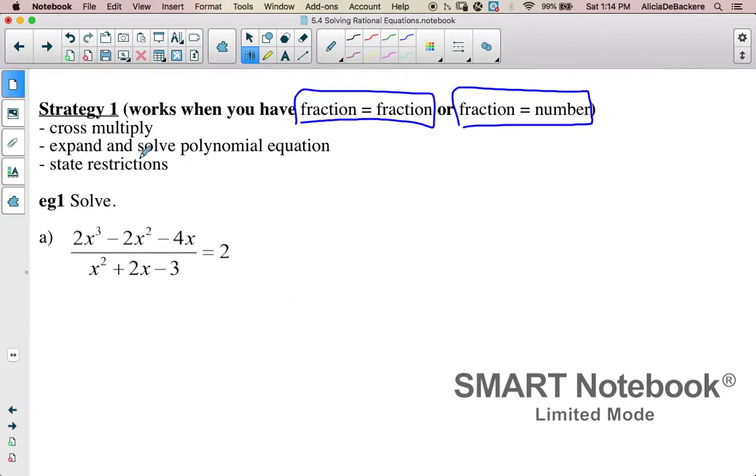So, and then don't forget to state restrictions. I usually tend to do this from as soon as I can, like from the beginning, because I forget if I don't do it. So I'm going to do it right now because I swear I'll forget even at the end of this example. So stating restrictions. Now restrictions are what can't I put in, what values for x are not allowed. And that always comes from the denominator can't equal 0.